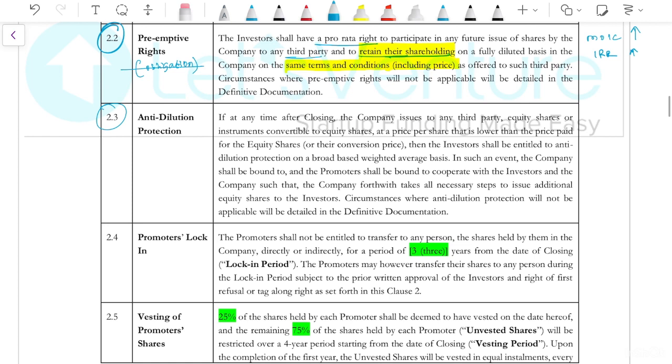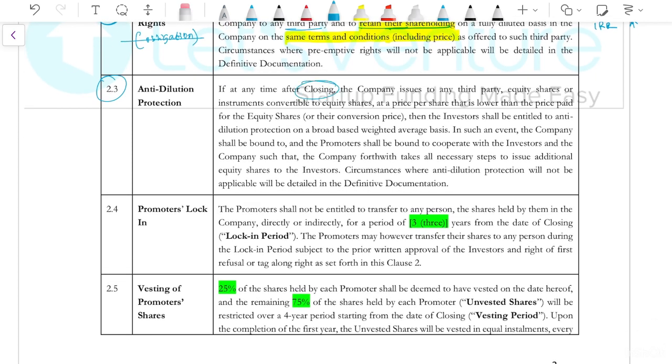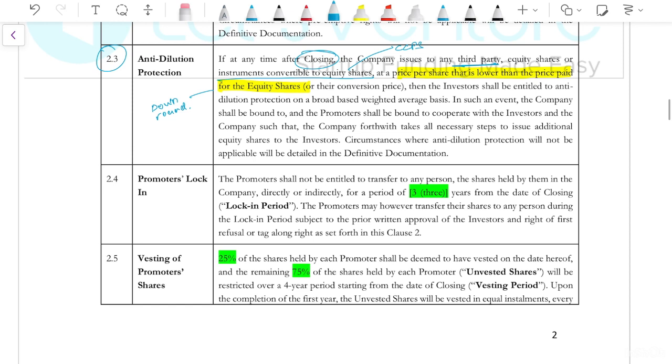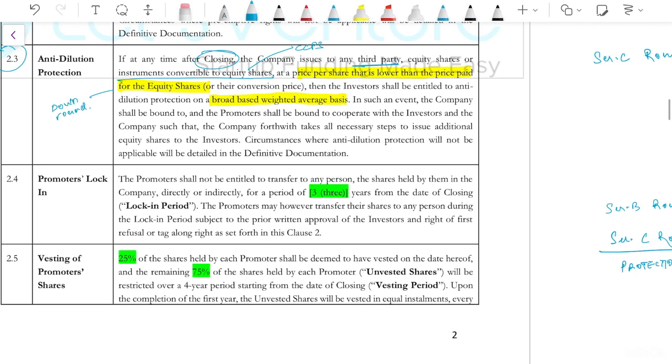Now let's read the clause. It says that if at any time after the closing, which obviously means once the round has closed, the company issues to any third party equity shares or instruments convertible to equity shares, generally CCPS, at a price per share that is lower than the price paid for the equity shares, which means a down round, then the investor shall be entitled to anti-dilution protection on a broad-based weighted average basis. What is this broad-based weighted average basis? I'll discuss this with you in a separate video.